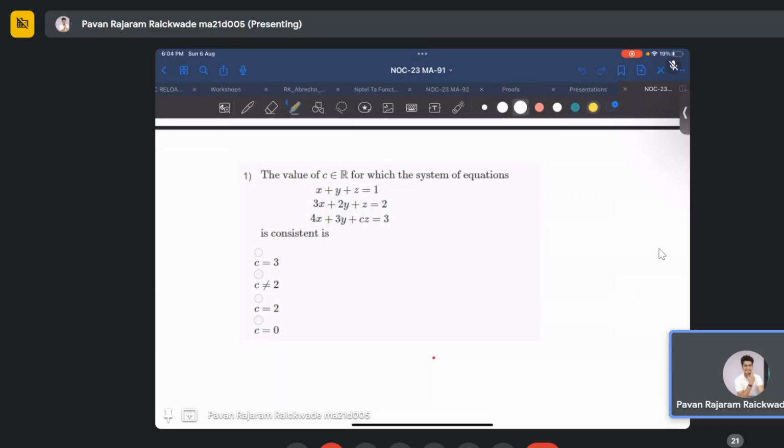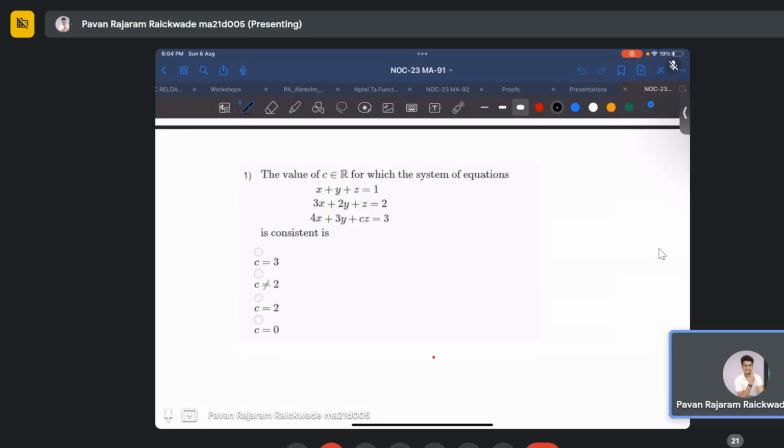Okay, so let's see this question. Question number one. The question is: the value of C for which the system of equations, the three equations, is consistent is. Okay. So what do you mean by consistent? The system of equations is consistent means that it has a solution, right? A vector x, y, z which satisfies these three equations.